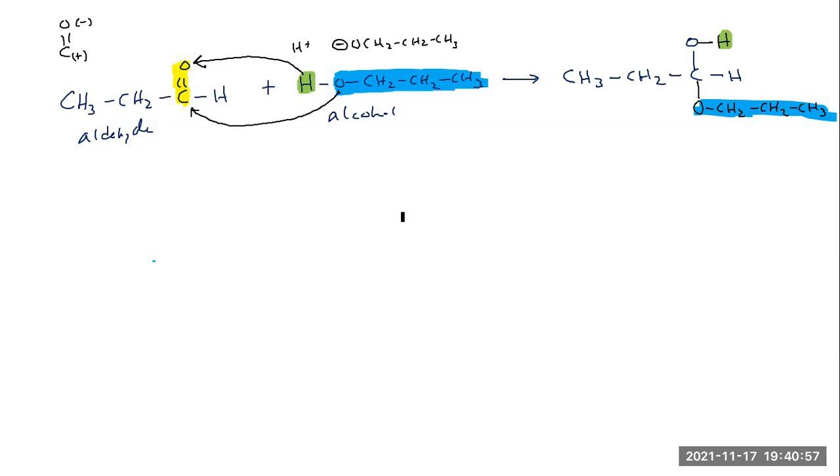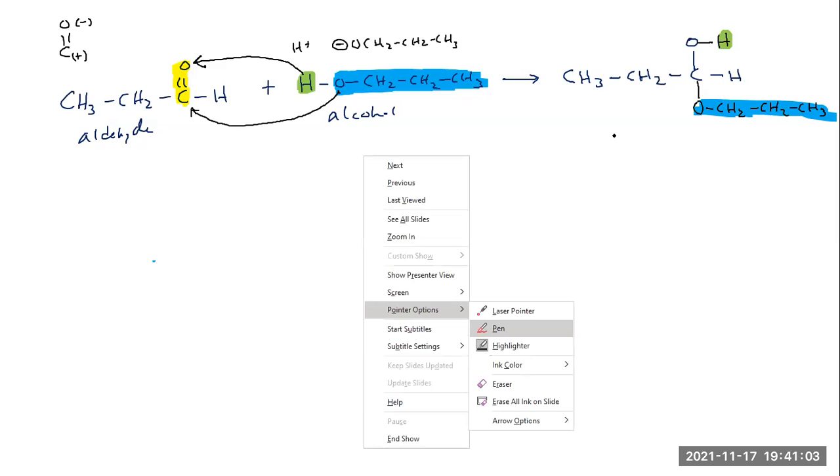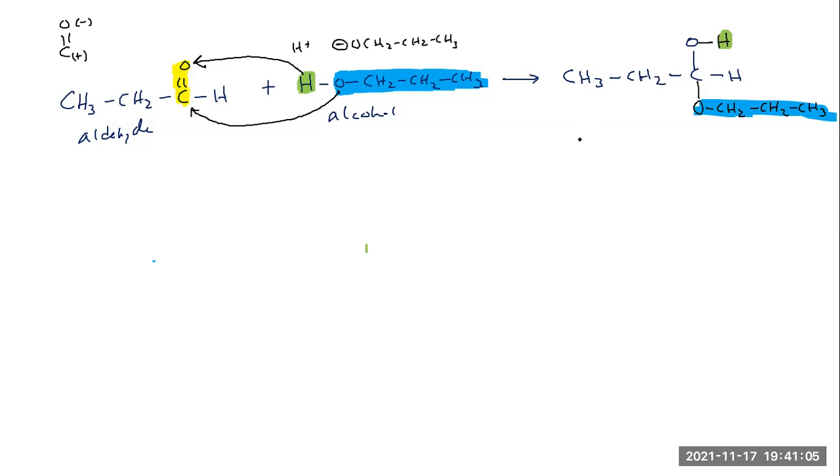Now, what we have produced here has a special name, and this is what is referred to as a hemiacetal. You can think of hemi as something that has OH in it. Acetal because it really comes from an aldehyde, and this is what is known as a hemiacetal.